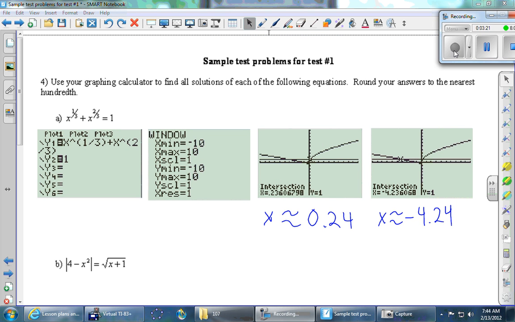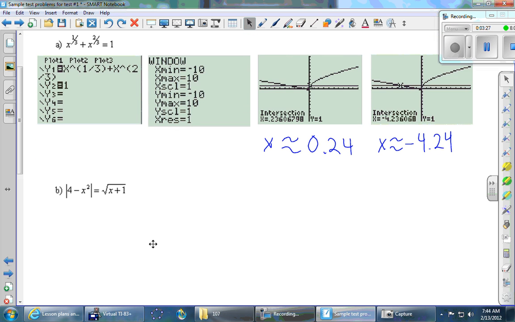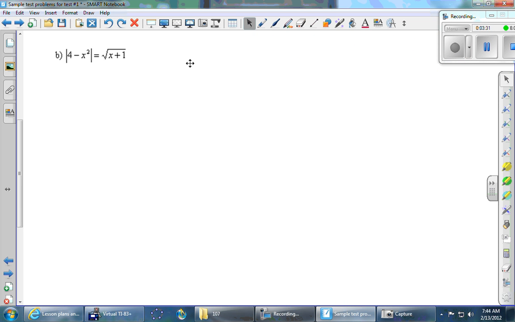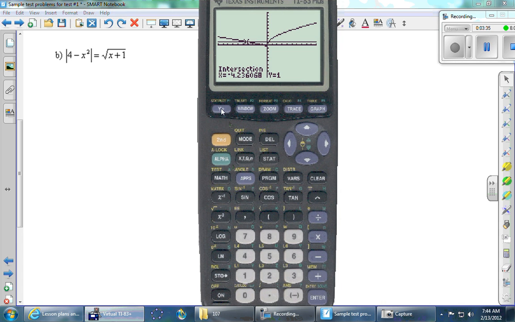Okay, so those are our 2 answers. Again, only give the x values, no y values. Part B, absolute value of 4 minus x squared equals the square root of x plus 1. Same idea. This one might be a little bit tougher to type in, but let's give it a shot. So inside of y equals, we're going to hit the clear button to get rid of that equation, and then we can scroll down and hit the clear button to get rid of that, and we'll go back up.